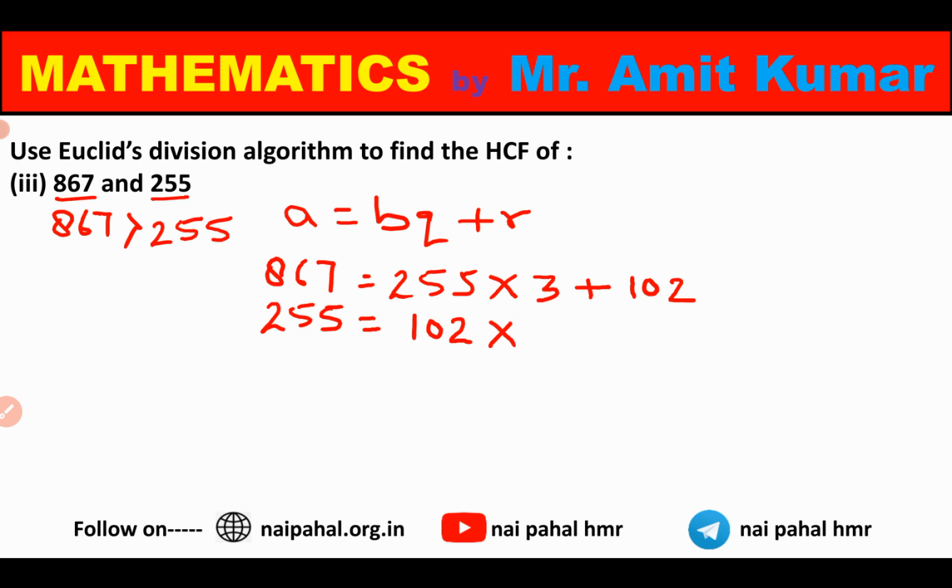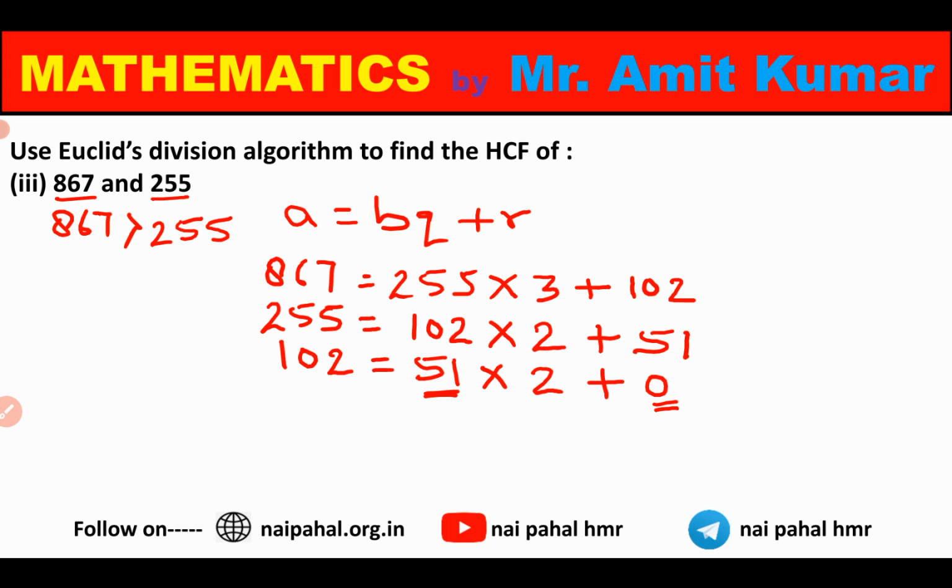How many times do we multiply to get 255? We can multiply it 2 times. Then what do we get as our remainder? We would get 51. After this step, the old divisor is again our new dividend, that is 102. The old remainder will be our new divisor, that is 51. How many times do we multiply it? 2 times. Then the remainder becomes 0. If remainder becomes 0, then this is the number which is our HCF.